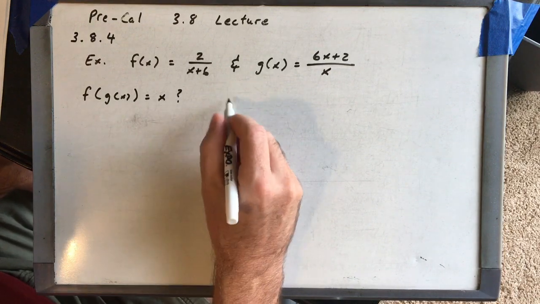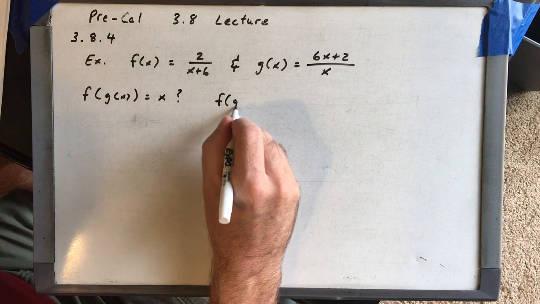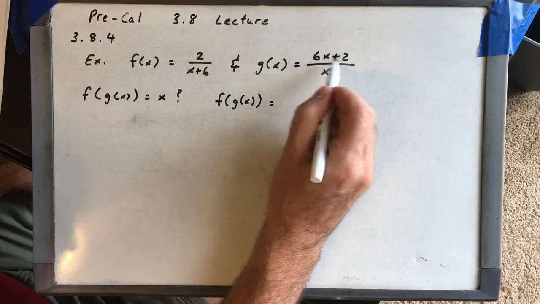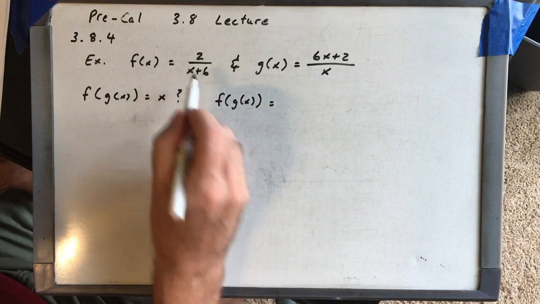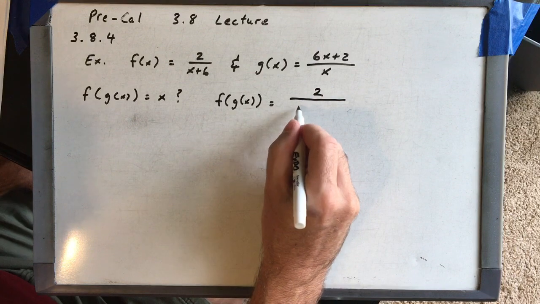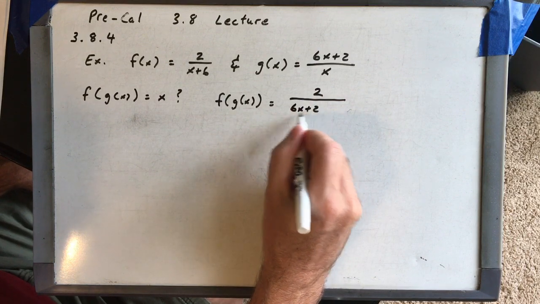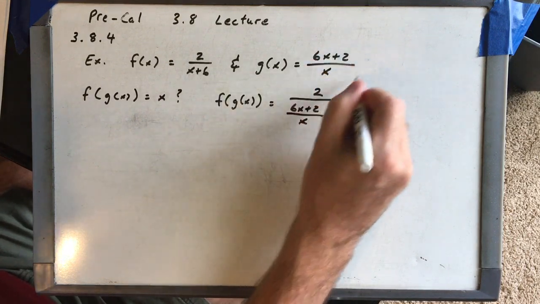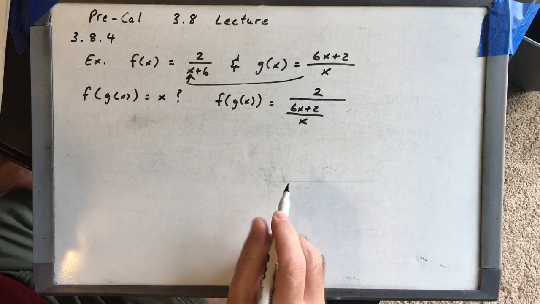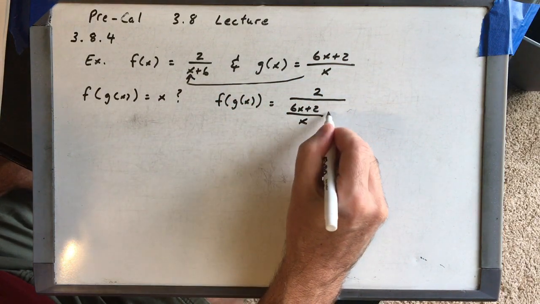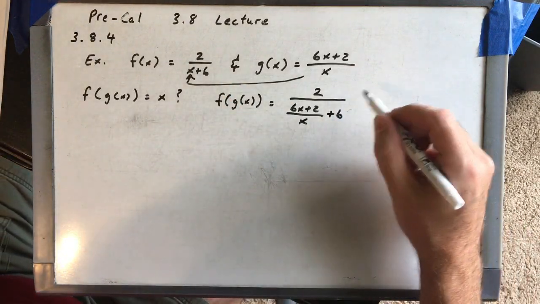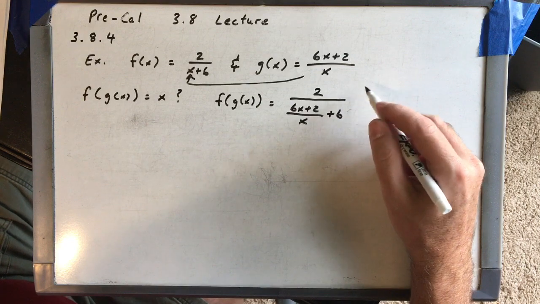Okay, well, here's how you find f of g of x. You plug g of x, (6x plus 2) over x, into the x down here. Wherever there's an x, plug in (6x plus 2) over x. See how that's g of x? And I'm plugging that in right there. Plus 6. Don't forget about the plus 6 there. And can you reduce this into x?